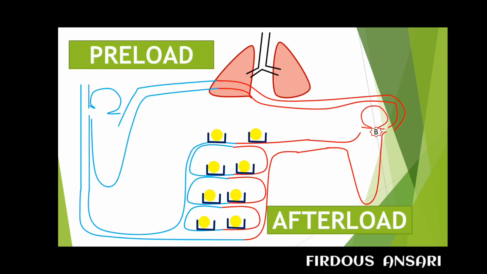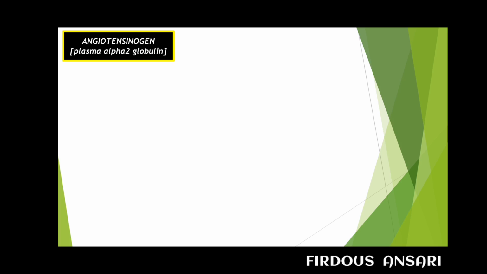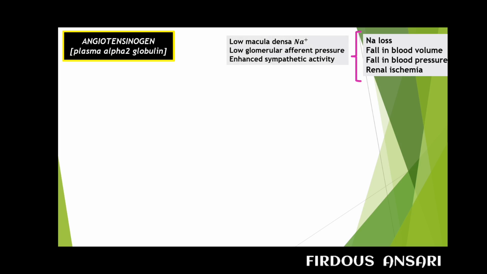Okay, so now we will have a brief summary of the renin-angiotensin-aldosterone system. So we know this is your angiotensinogen, which is a plasma alpha-2 globulin, which is normally synthesized in the liver. And conditions such as sodium loss or fall in blood pressure, fall in blood volume, or renal ischemia are sensed by the macula densa when it is receiving a low sodium amount, or low glomerular afferent pressure, which is sensed by the baroreceptor, and because of which there will be enhanced sympathetic activity. All these things will cause synthesis of the enzyme renin.